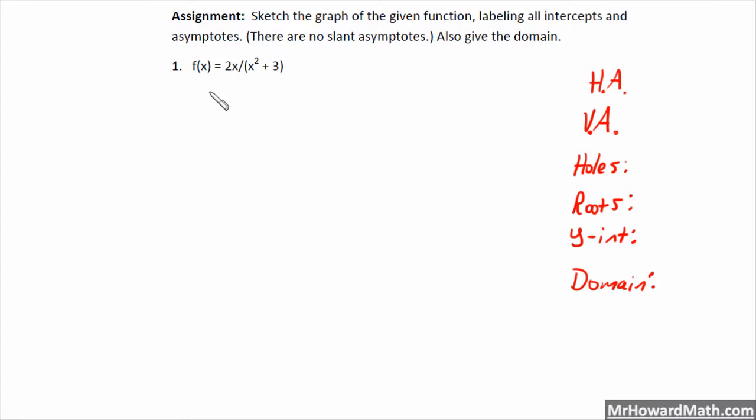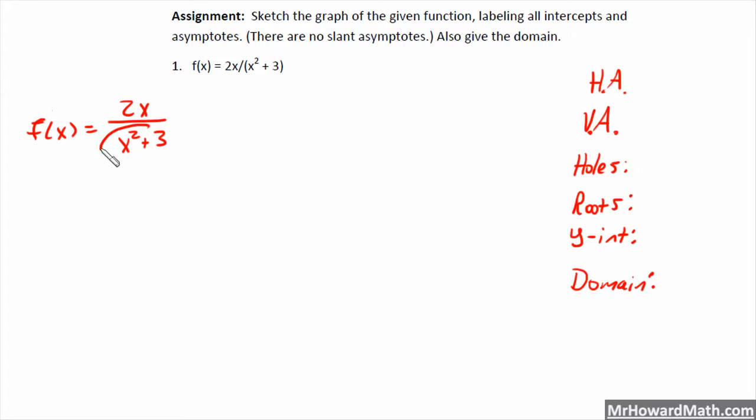Continuing on, we have problem 1 here, 2x over x squared plus 3. The first thing that we always do is factor. So f of x is equal to 2x over x squared plus 3. It actually will not factor. X squared plus 3 will not factor.